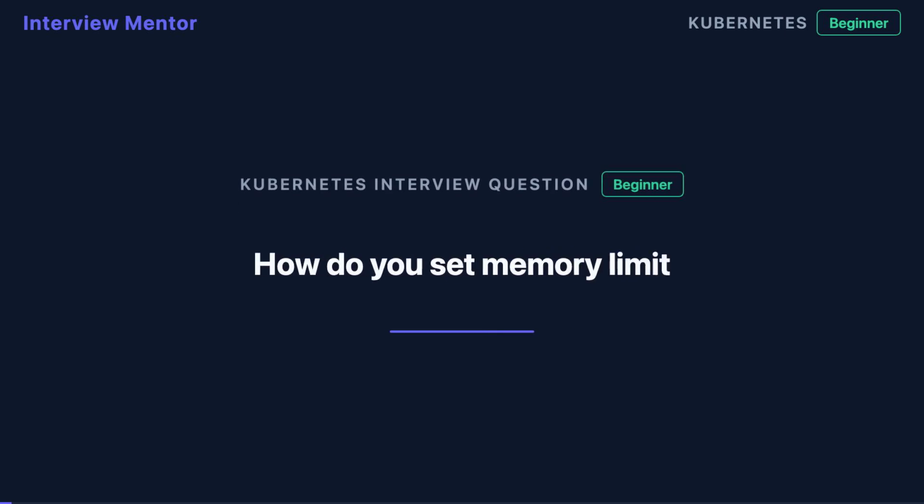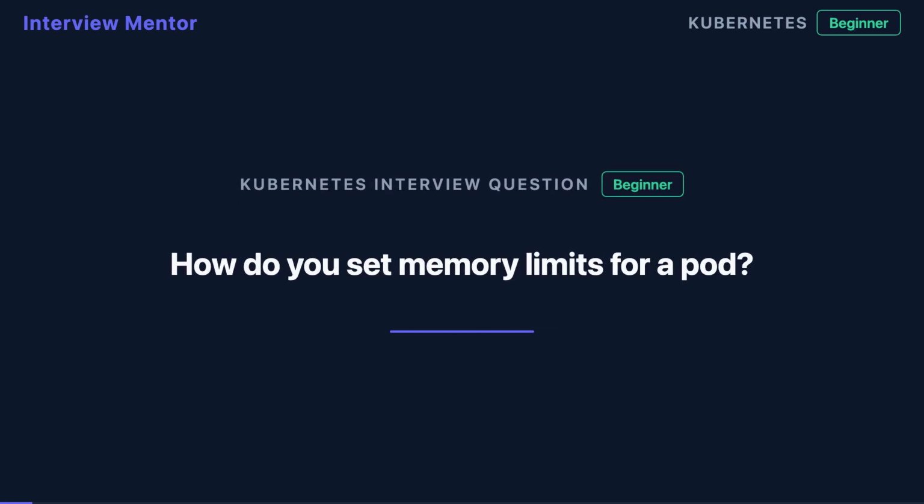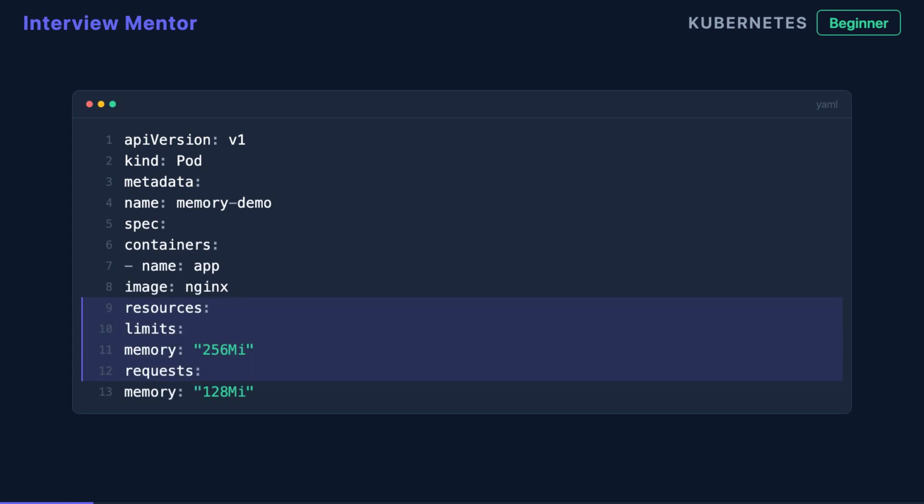Without memory limits, a single pod can consume all available memory on a node and crash everything running there. Here's how to prevent that disaster. Memory limits are set in the container spec using the resources block. You define limits and requests under each container.